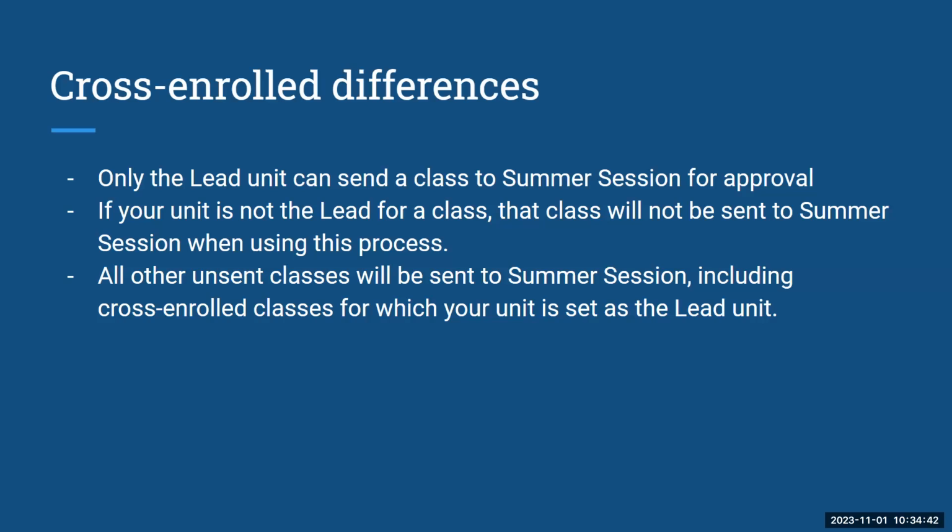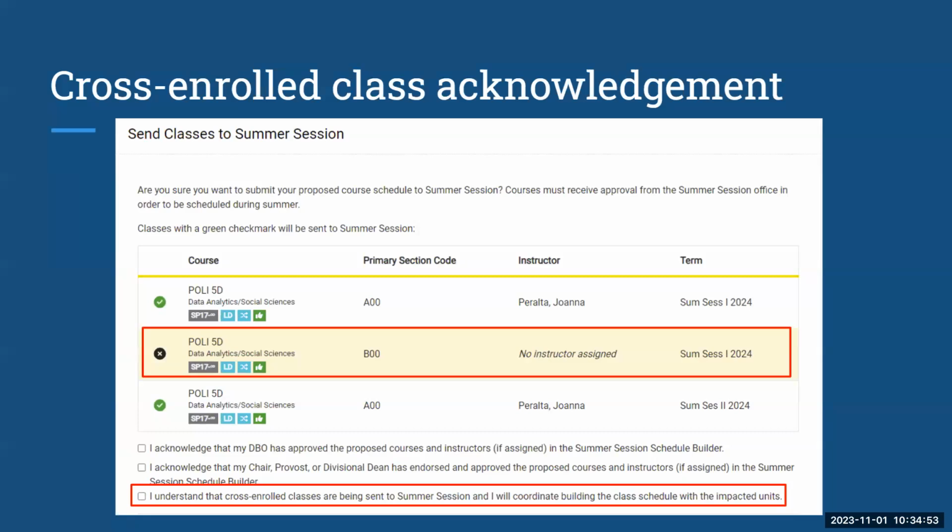When you click on that send to summer session button, all your unsent classes will be sent to summer session, including any cross-enrolled classes that you are the lead unit. So here's the difference in what it looks like when you're submitting a list of classes that includes cross-enrolled classes. The first thing is you can see that one that has the X next to it. That's because in this case, Econ is the lead unit for that offering of Poly 5D. And apparently I've got a broken primary section code, but don't worry about that. It's a validation thing that will get caught before sending to the registrar.